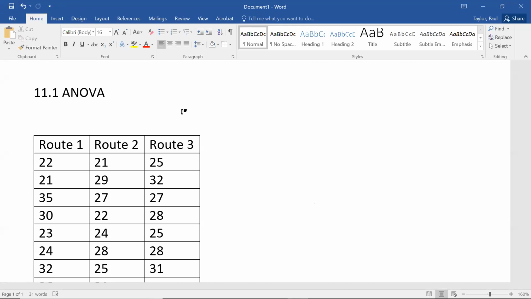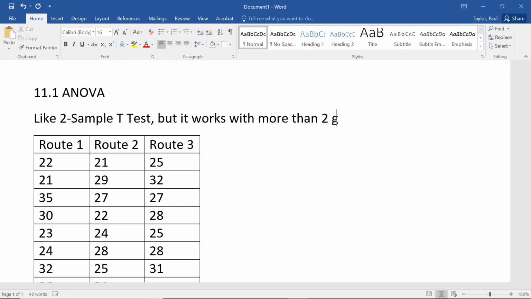The point of ANOVA is it's similar to the two-sample t-test, where you separate into two groups and you compare the mean for some quantitative data between the two groups, except that you can use it if you have more than two groups. So it's a very analogous situation in terms of groups and then quantitative data for each group. And the main difference is the more than two groups. So it's like the two-sample t-test, but it works with more than two groups.